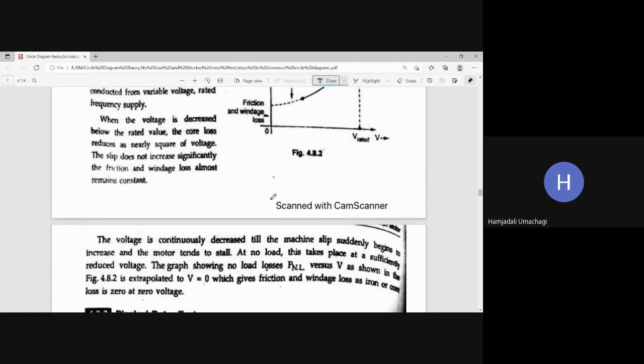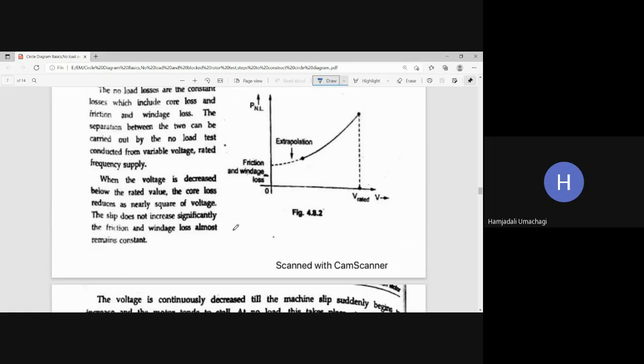Now after this, let us see. At no load, this takes place at a sufficiently reduced voltage. The graph showing no load power, that is no load losses, versus variable voltage V is shown in figure 4.8.2. So this is the graph between no load power along the y-axis and voltage along the x-axis. This is the rated voltage point, and as we keep on decreasing the voltage, the machine will try to increase the slip and it will come to the standstill or resting condition. This is the resting condition point.